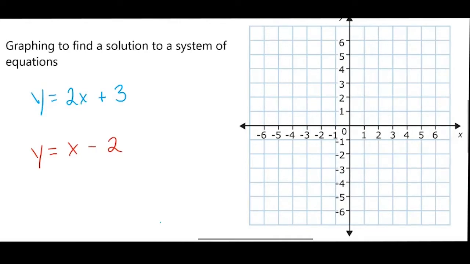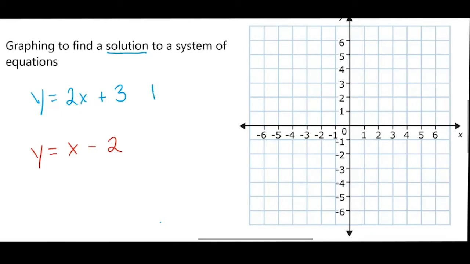So the whole point of graphing this is to see where they cross, and the place where they cross will be the solution. We are looking for the solution. All right, so first I'm going to graph the blue line.